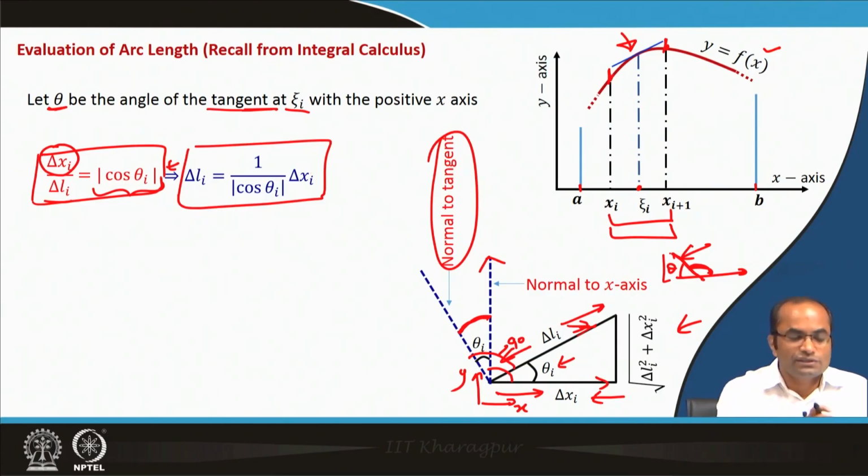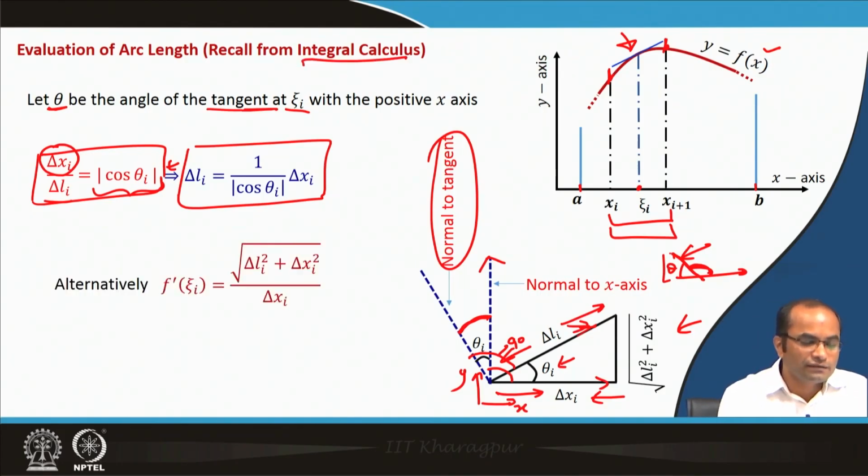This delta L I is along the tangent, and if we sum the distances of every piece and let delta x go to 0, the sum along the tangent becomes exactly the arc length. So, this is the idea of the arc length which we have learned from integral calculus, and that we will apply here to get the arc length.